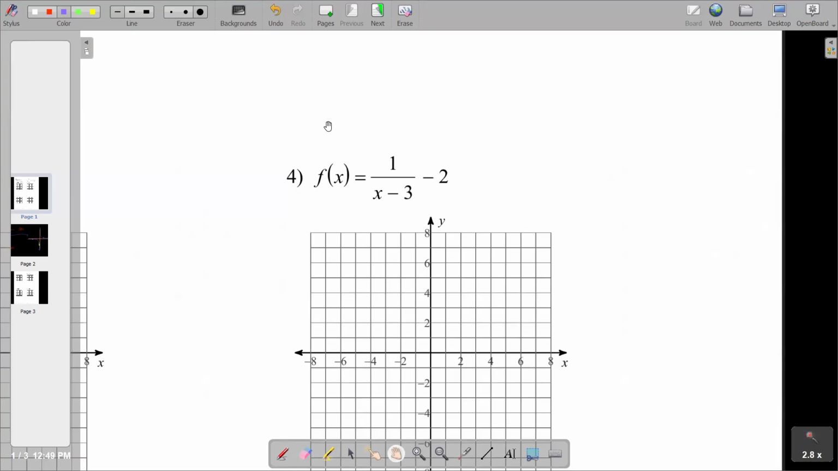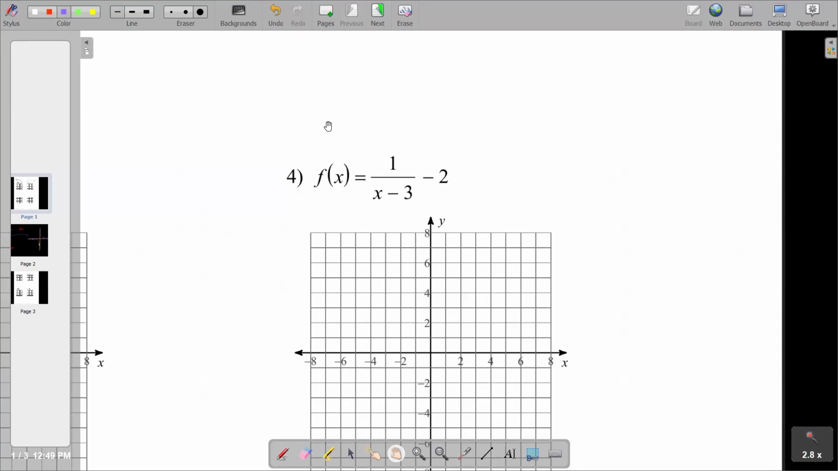Can you tell me where the vertical asymptote is on number 4? Right, 3. At x equals 3. Can you tell me where the horizontal asymptote is for number 4? Horizontal asymptotes are never x equals. What? y equals -2. Very good.